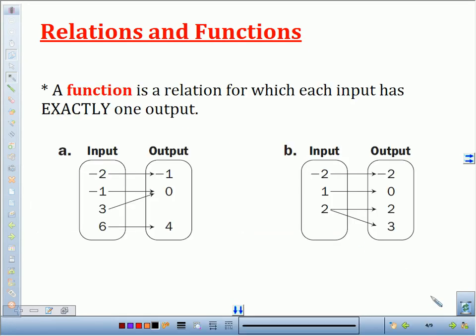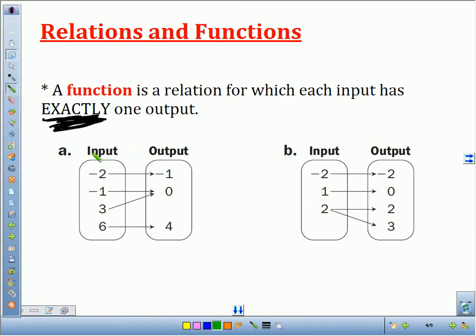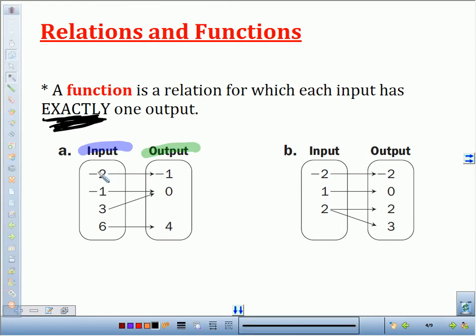Now, when we talk about functions, they're more specific. A function is a relation for which each input has exactly one output, and this exactly is important. Here we have two examples. Now we can see our input here, and we can see our output next to it. This is a mapping diagram. And what we can see is that -2 turns into -1, -1 turns into 0, 3 turns into 0, and 6 turns into 4.